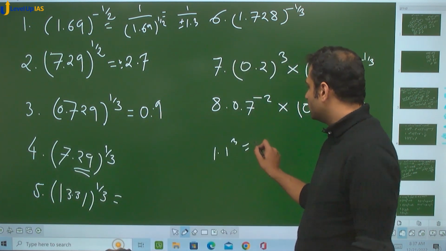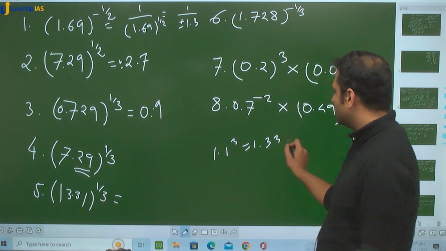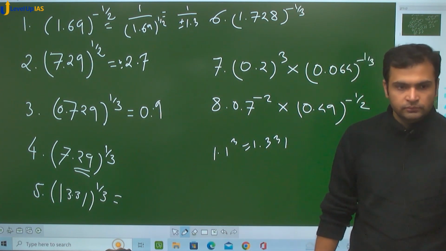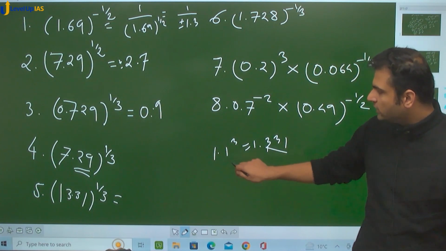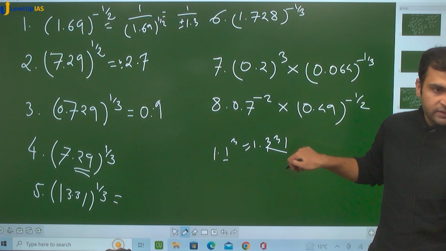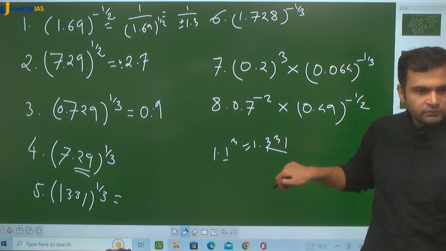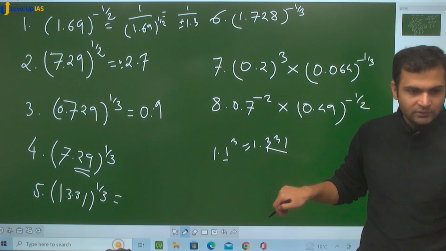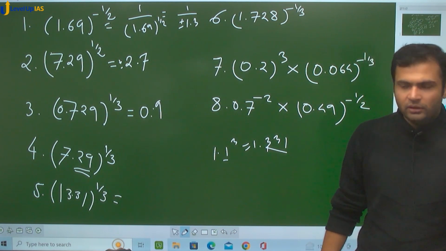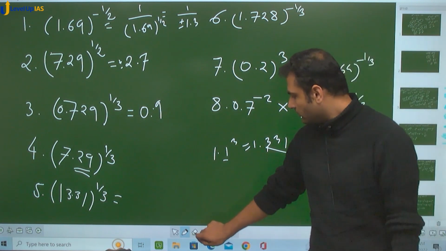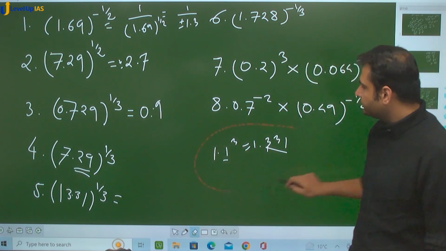1.1 cubed would be 1.331, not 13.31. There would be 3 decimal places because it is 1 here, so 1 plus 1 plus 1, there would be 3 on the right hand side. Are you following? It will take time. You can disrupt me, it's not an issue. You can stop me anytime. You can ask me to go through it again.